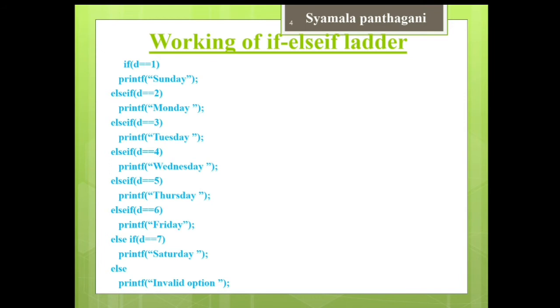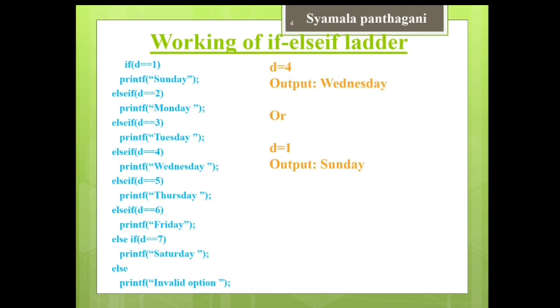Okay. I would like to explain the working of this if else if ladder. For example, if I have taken d is equal to 4, how will it work? The compiler just compares all the values from 1 to 4. First it comes to the first condition, 4 is equal to 1. Is it true? No, false. That's why it just goes to the next condition.